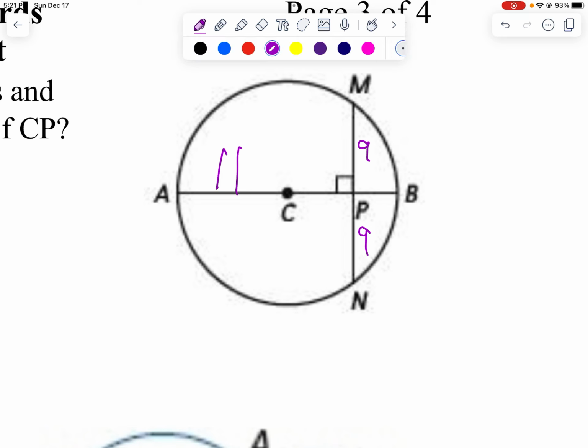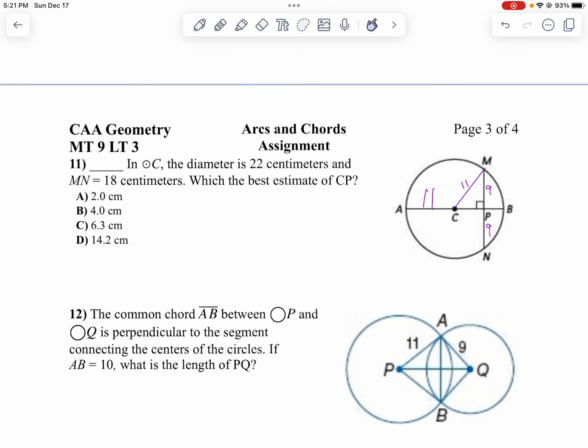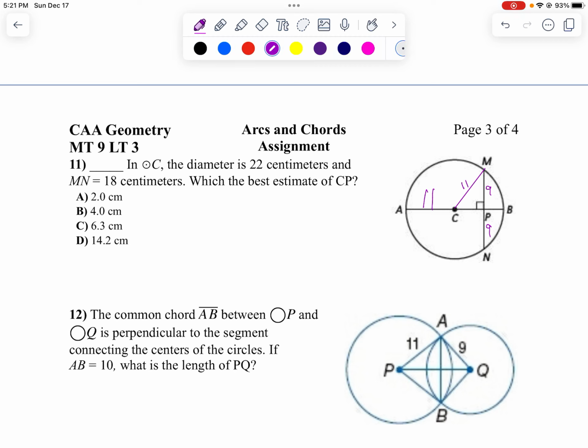So let's draw in our radius, C to M. And C to M is going to be 11 because it's a radius. And then to find C to P, I'm going to use the Pythagorean theorem because I have a right triangle. I'm going to say 11 squared equals 9 squared plus CP squared.